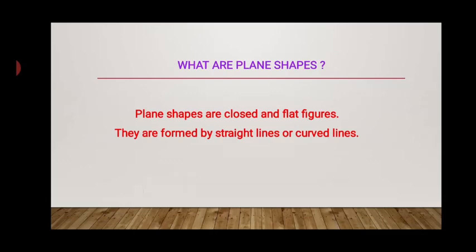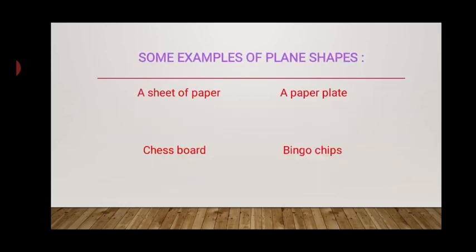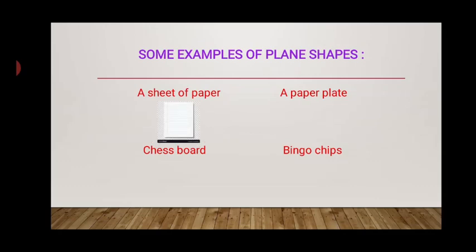Now see the example of it. You can see the picture of a square. This square is formed by straight lines. Another example is a circle. This circle is formed by curved lines. Let's see some examples of plane shapes. A sheet of paper. This paper has a rectangle shape and it is flat.